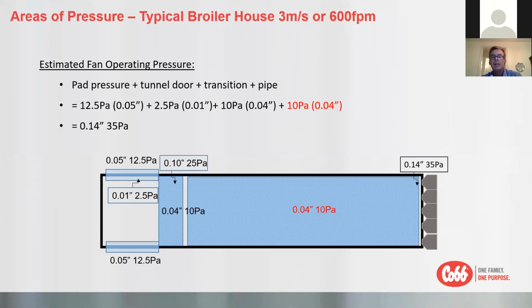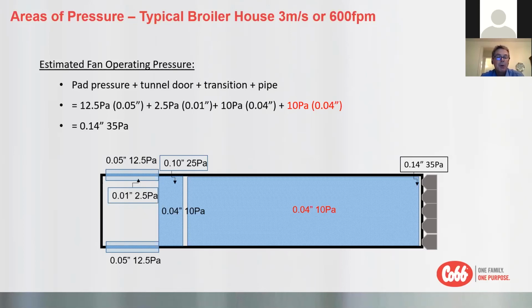So the total pressure, or the total amount of work the fan needs to do to bring the air from the cooling pad to the extraction in the house, is a function of all those pressures. So we have a pressure drop across the pad, let's say 12 Pascal. We have a slight increase of pressure, you could say 2 Pascal, maybe even less than 2 Pascal, over the tunnel inlet curtain or door. We could have a transition pressure, maybe another 10 Pascal.